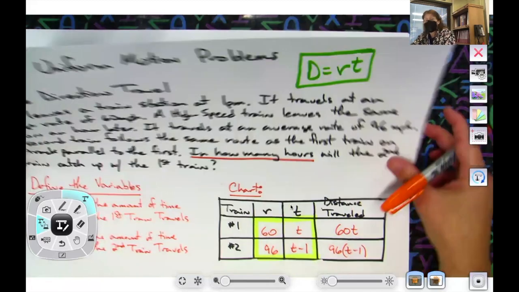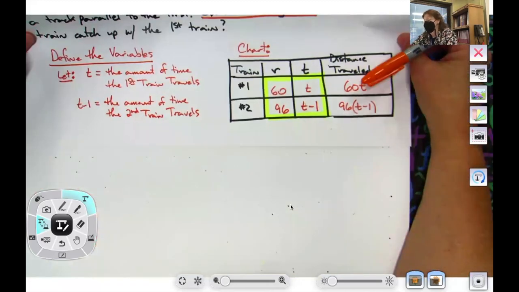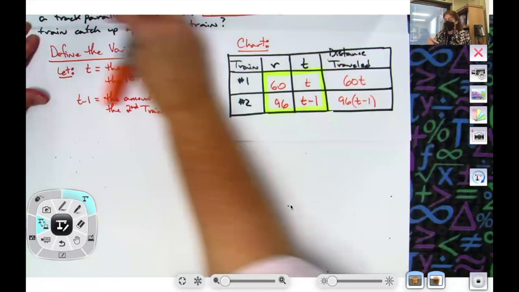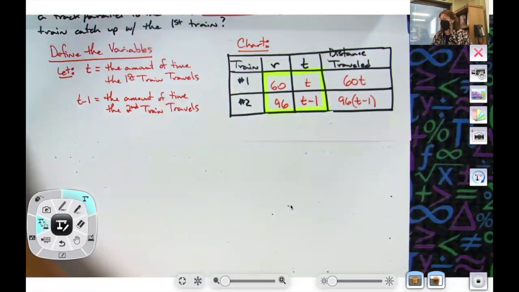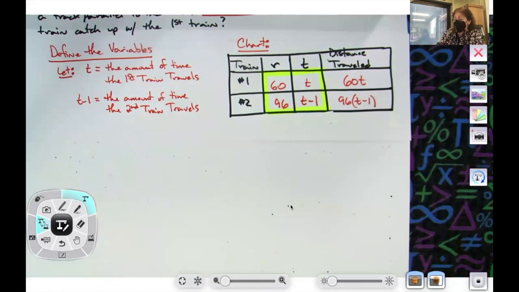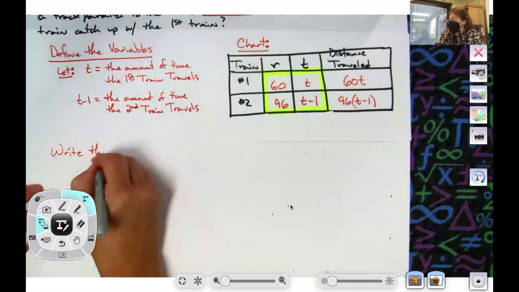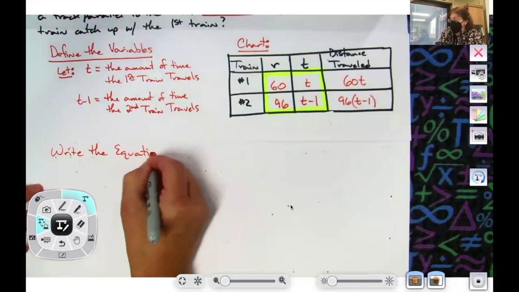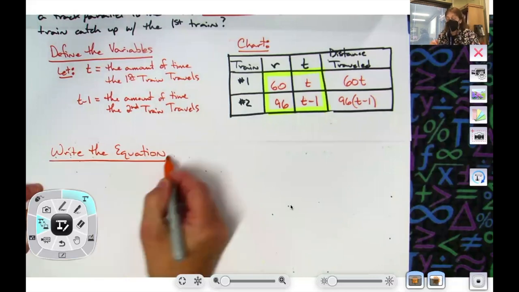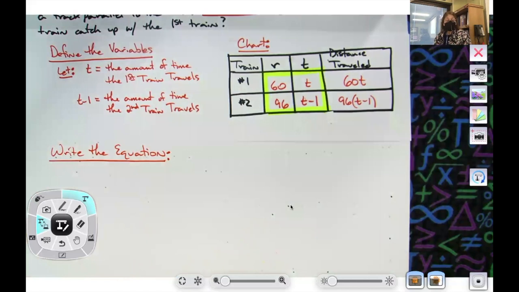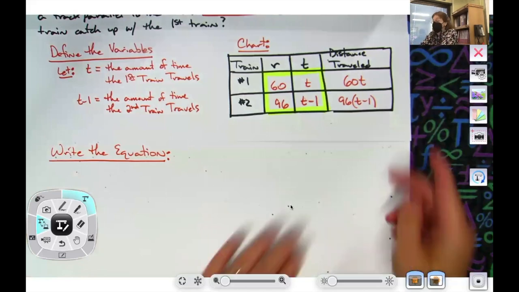All right, now once you have that chart filled out, then the rest of the problem should be relatively easy. We're going to now write an equation, solve it, and answer the question. Okay, so let's go back to orange here. Write the equation. Now this is where you kind of got to decide, was this a same direction? Is it traveling in opposite directions? Is it a round trip? That part of the story problem is going to tell you now what to do with these two things.